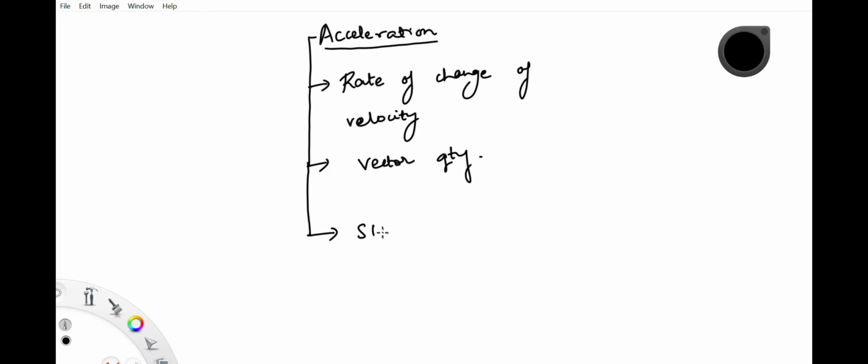and the SI unit of acceleration is meter per second square. So mathematically you can write acceleration as rate of change of velocity, and the unit of this rate of change is in meter per second, and you divide this by second. So that's how you get the unit of acceleration as meter per second square.